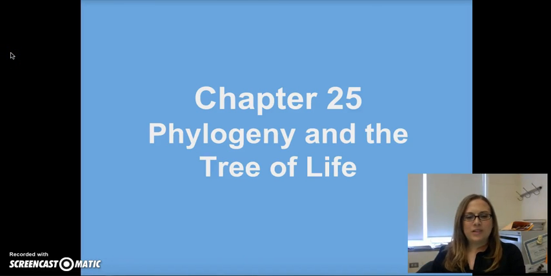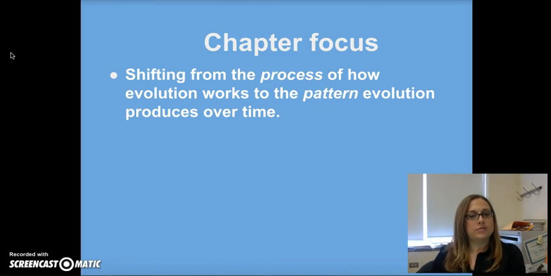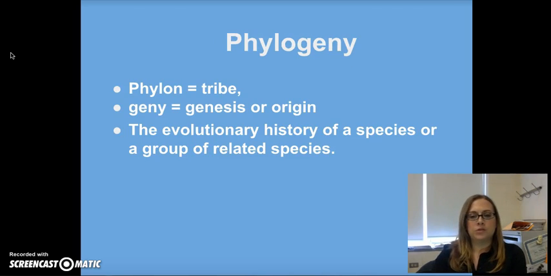Hey everybody, today we're moving on. We're going to take a look at phylogeny and the tree of life. So we're actually shifting focus from how evolution works to the pattern that evolution produces over time.